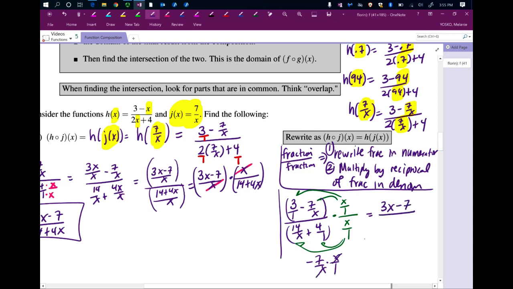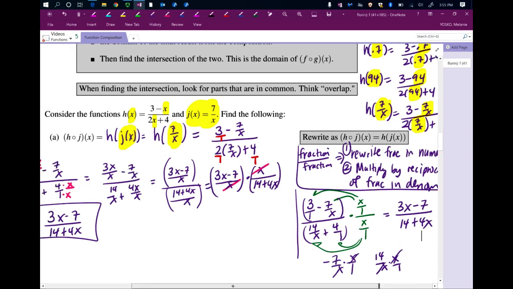Do the same thing with the bottom, right? You have 14 over x times x over 1. The x's cancel. You get 14 plus 4x. This is a little bit shorter, but you have to make sure you're comfortable with this. Okay, so let's actually find the domain.